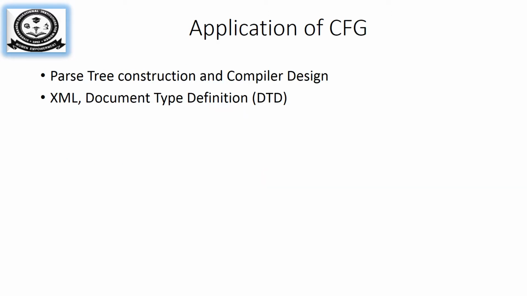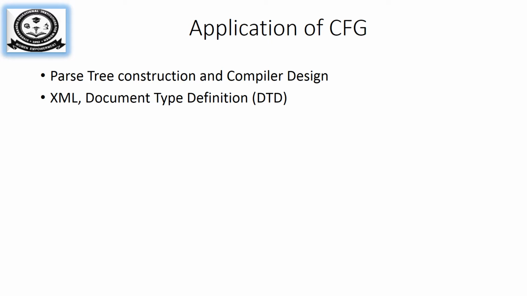Before going to the next topic, derivation of CFG and its language, we should know the applications of CFG. CFG is mainly used for parse tree construction and compiler design. It is mainly meant for syntax error checking, so syntax checking will be done using the CFG. CFG will tell you in which order, or by which derivation tree, the expression has to be evaluated. That is the major advantage of context-free grammar.